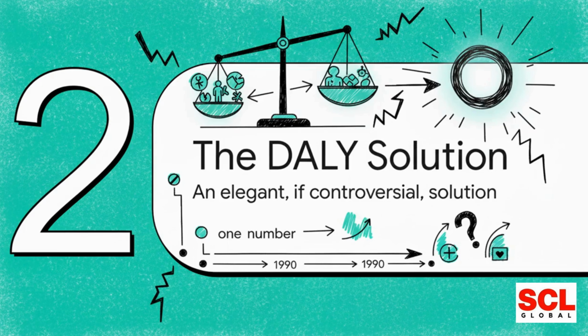And that solution, which they came up with back in the early 1990s, was the DALY. It's this ambitious attempt to boil down the entire burden of any disease or injury into one single comparable number. It's a really elegant idea for sure, but as we're about to see, it's also a deeply, deeply controversial one.